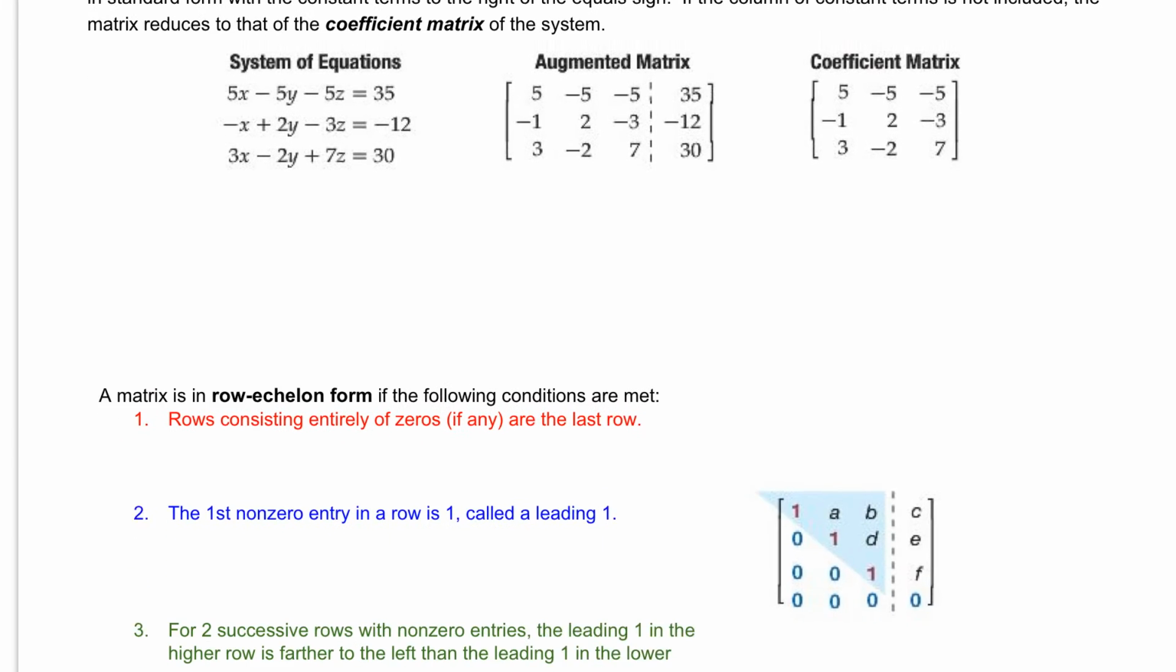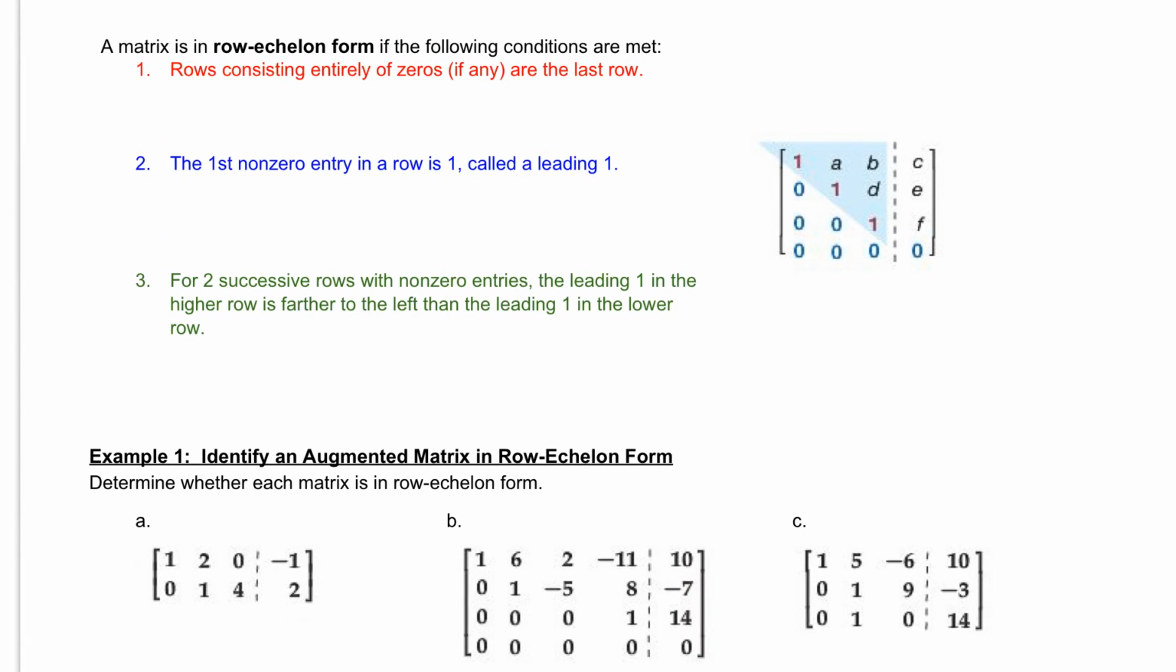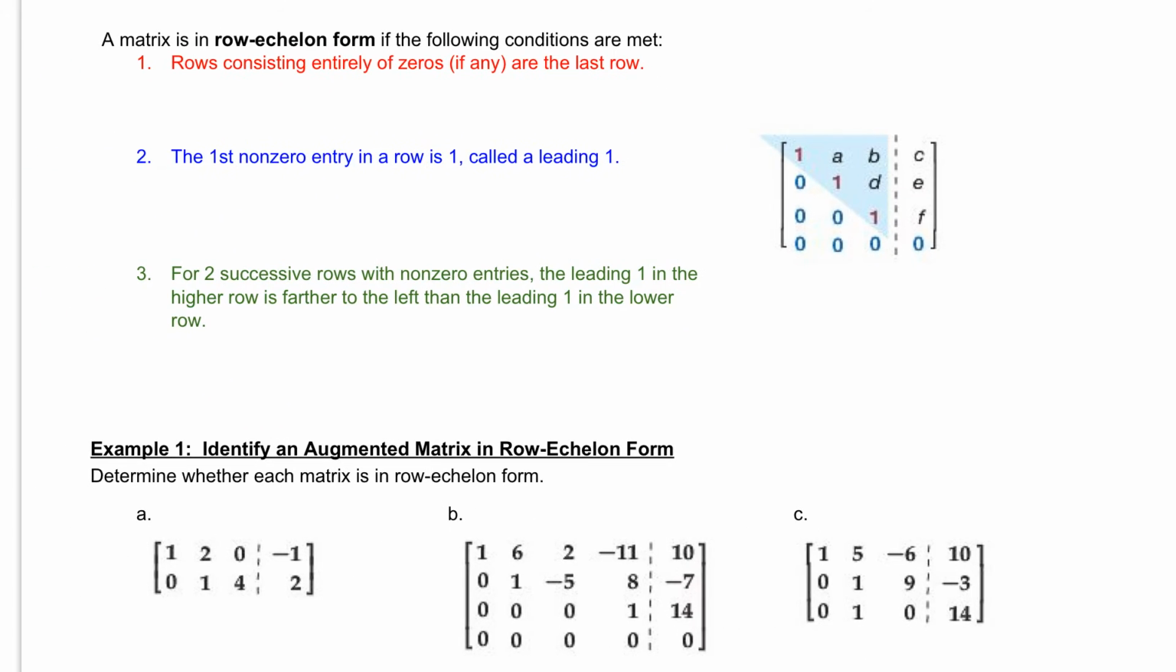Now if we go and scroll up a little bit, we have a matrix in row-echelon form. In row-echelon form, there are 3 conditions that need to be met. Number 1, rows consisting entirely of zeros, if any, are the very last row. So if you take a look at our matrix right here, you can see there's a row of all zeros. All those zeros need to be at the bottom.